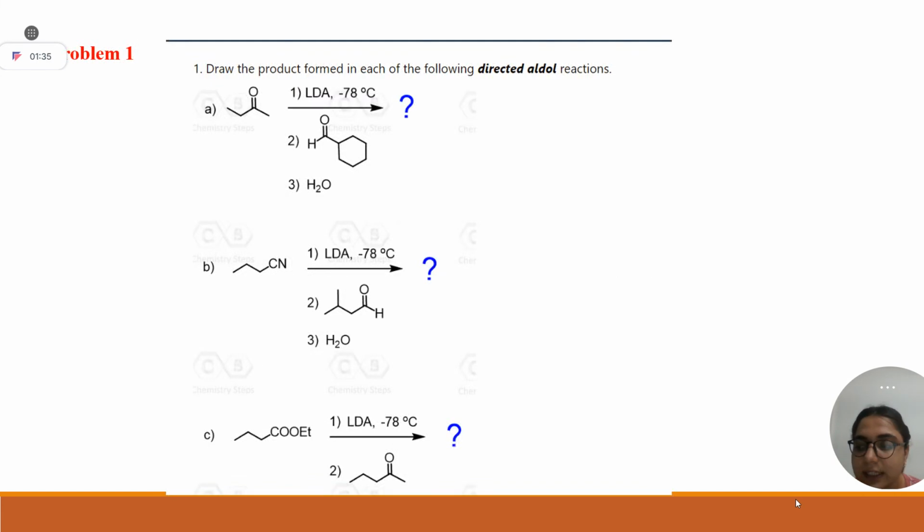But before that, let's revise the concept of kinetic versus thermodynamic product, right? So if you recall last class, can anyone tell me, if I label these protons as HA and these as HB, this LDA base will abstract which proton, HA or HB, and why? HB side. Why? Because it is the less hindered side.